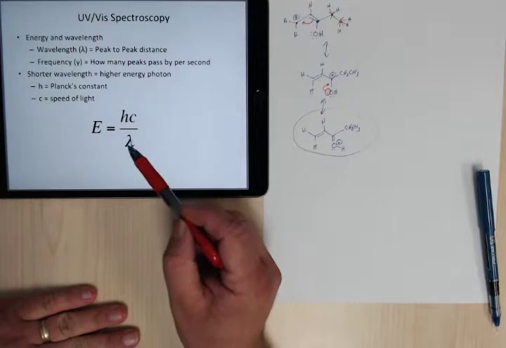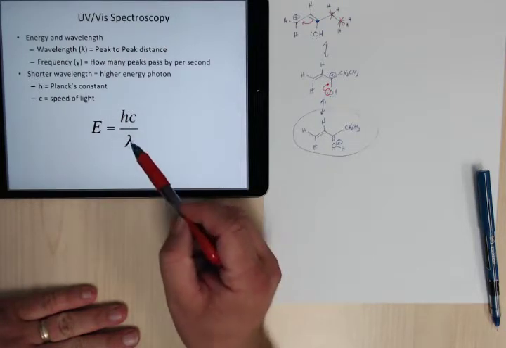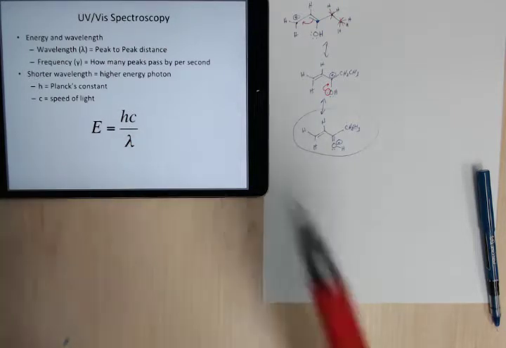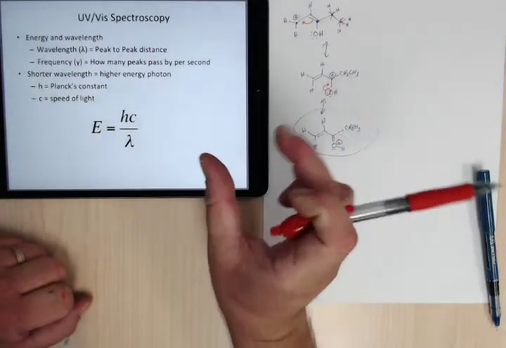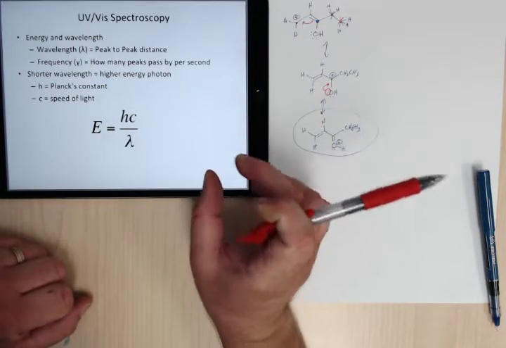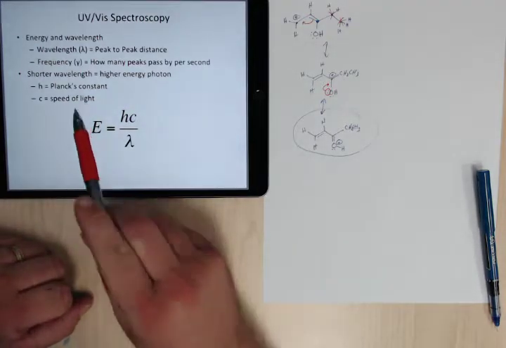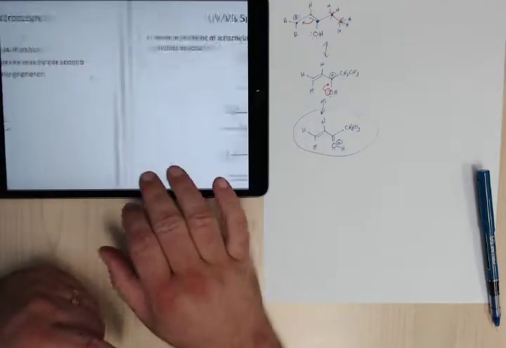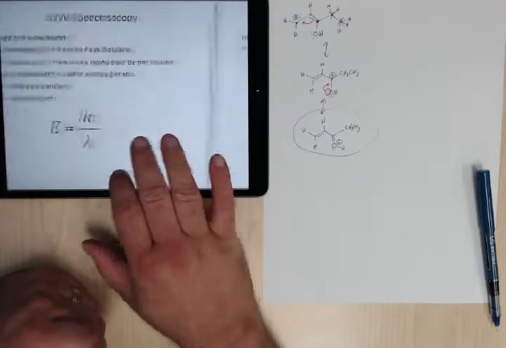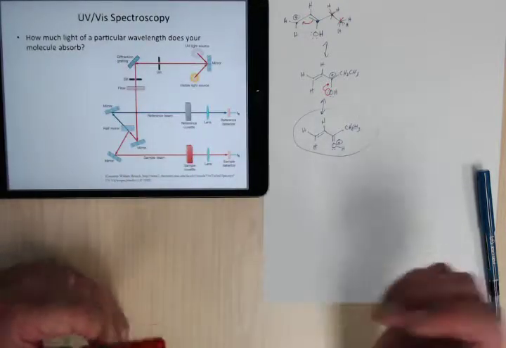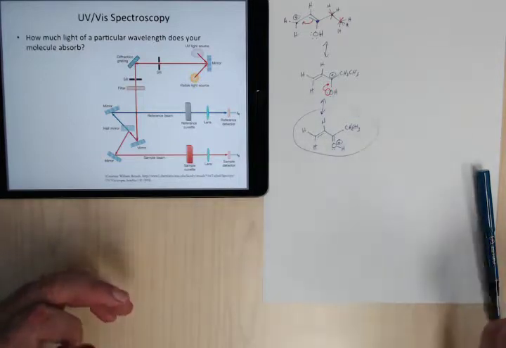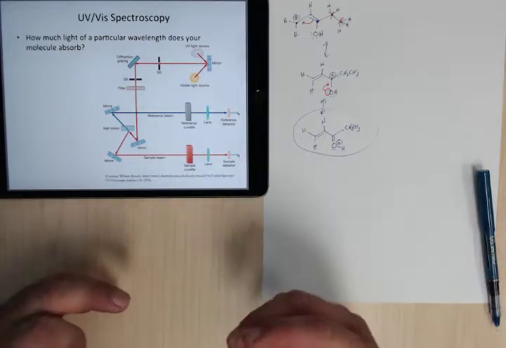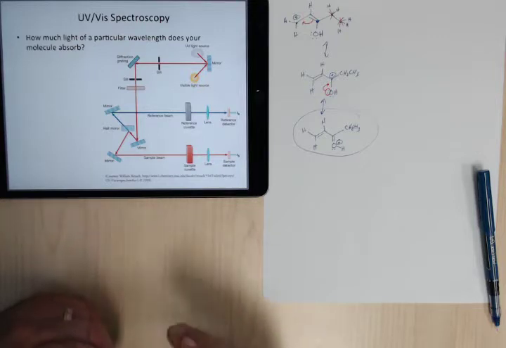Okay, and so as this goes up, as this increases, this goes down. And same thing, as the wavelength shrinks, as the wavelength gets shorter and shorter, the peak to peak distance, this energy is going to go up. So there's an inverse relationship between the two. It turns out that different functional groups or different types of conjugations are going to absorb light at different wavelengths, and absorb different amounts of light.